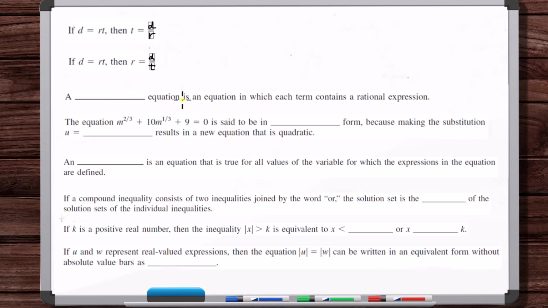A blank equation is an equation in which each term contains a rational expression. Each term contains a rational expression. That's a rational equation.